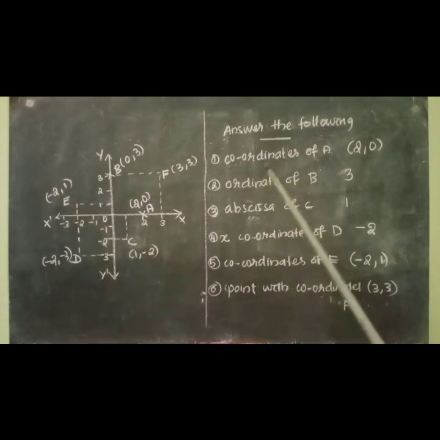So the answers: coordinates of A are 2, 0. Ordinate of B is 3. Abscissa of C is 1. X coordinate of D is minus 2. Coordinates of E are minus 2, 1. The point with coordinates 3, 3 is F.